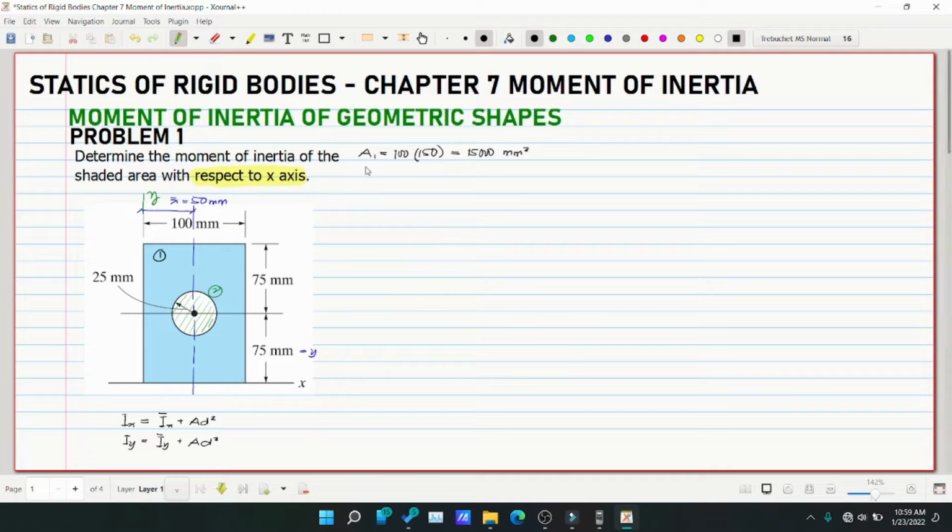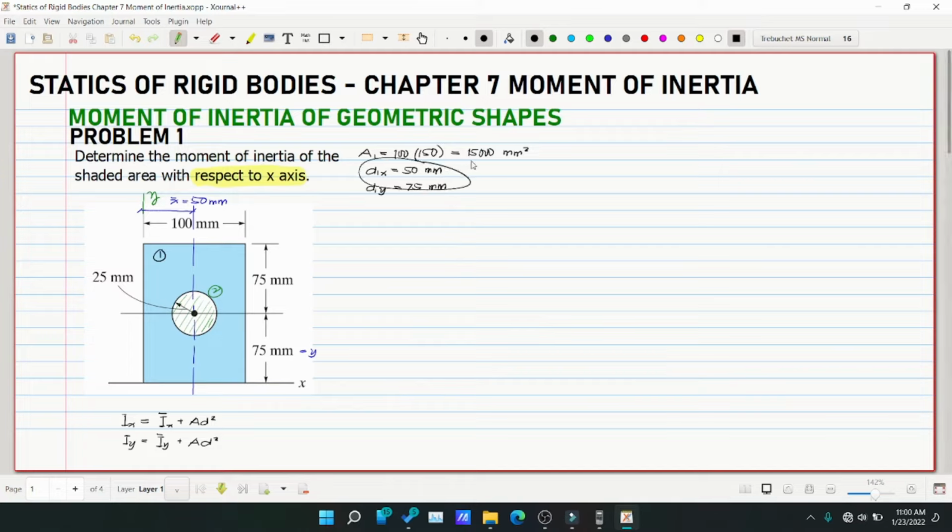Then, okay, kunin natin yung d1x. Okay? So ang distance ng centroids ng ating area 1 from y-axis is 50 millimeters. Tapos yung ating d1y, okay, with respect to x-axis is 75 millimeters.